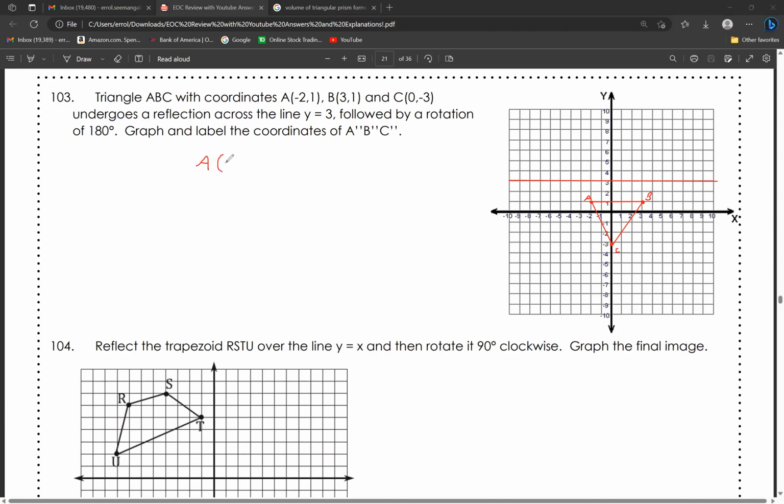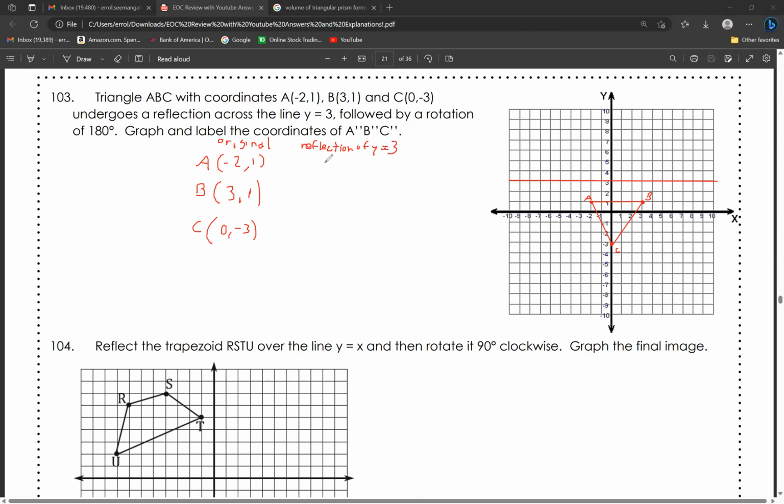A -2, 1. B 3, 1. And C is 0, -3, right? Yeah. So that's the original, right? This is your original points, right? Correct. Okay, so next one would be undergoes a reflection. The next ones we're going to write here would be the reflection of y equals 3.